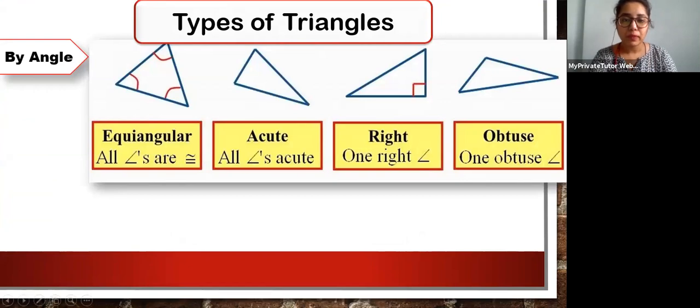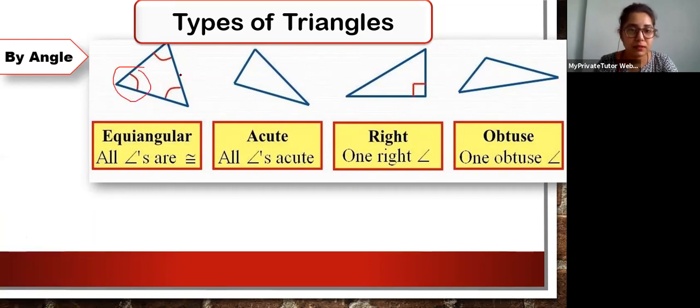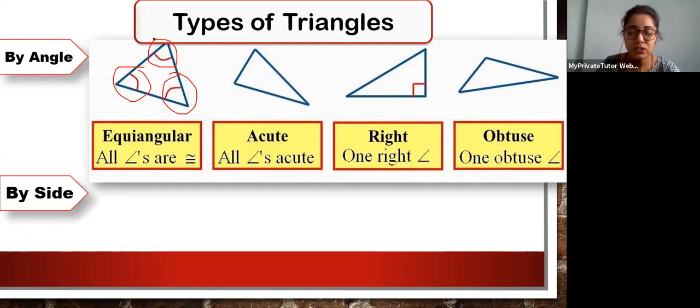First we have the equiangular triangle. Now what does that mean? That all the angles are congruent. A triangle having all the angles congruent is called an equiangular triangle. Here you can see that all of these angles are congruent. Therefore this is called an equiangular triangle. Next we have the acute angle triangle.